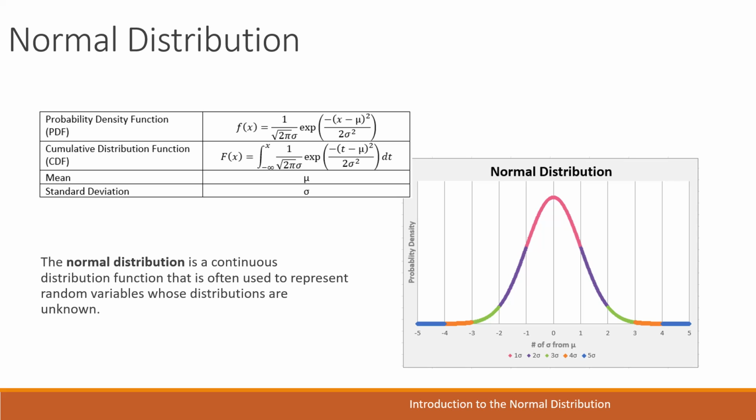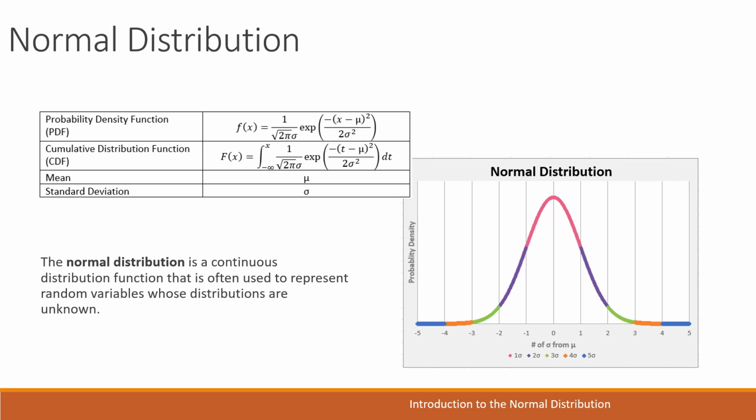But a continuous distribution function just means that you can have many values. It's not in discrete steps. So a continuous variable or a discrete variable. A discrete variable would be like 1, 2, 3, 4, 5, 6, like the numbers on a die.